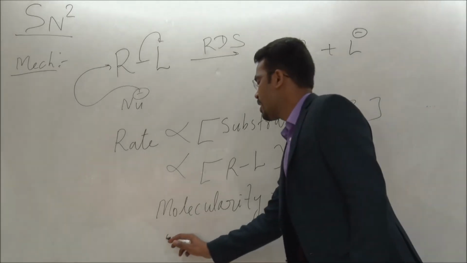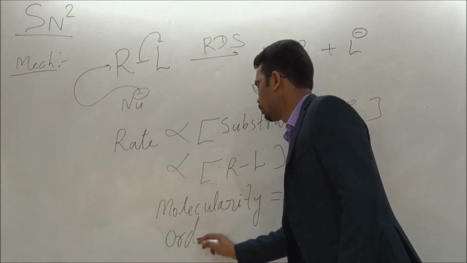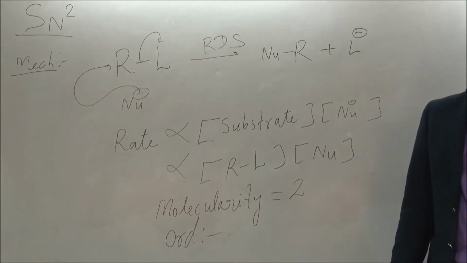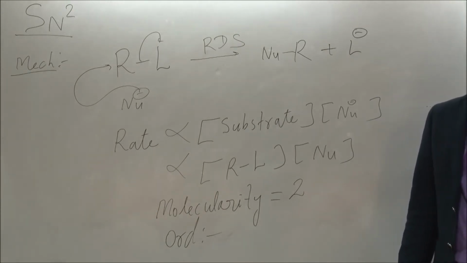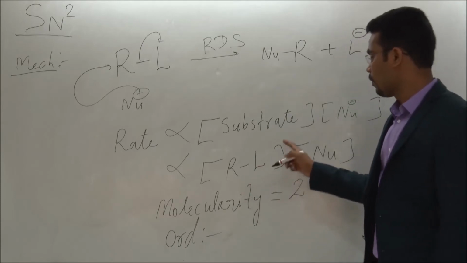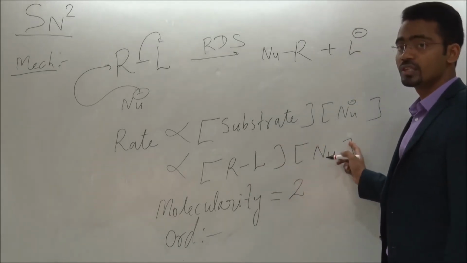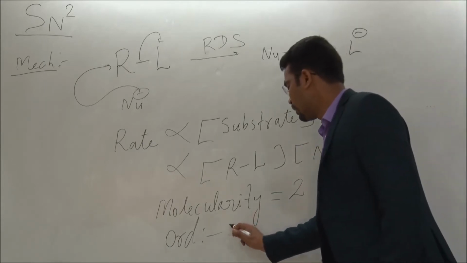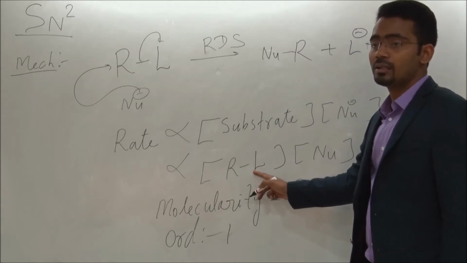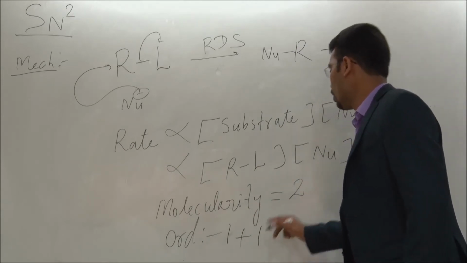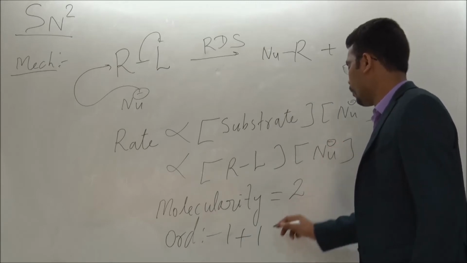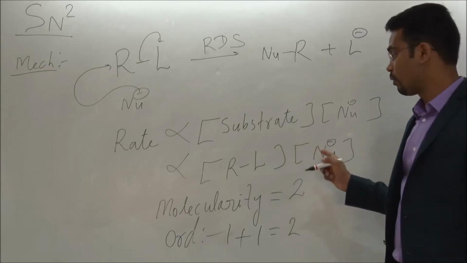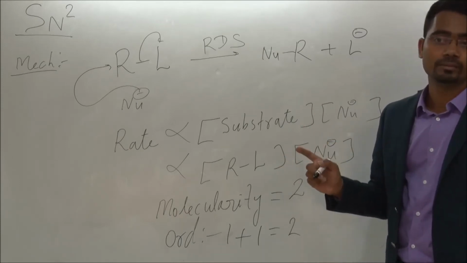And what is the order of reaction? It is the power of the concentration term. So it is 1 with respect to the substrate and 1 with respect to the nucleophile. Therefore, the total will be 2. And mind it, order can be calculated only experimentally.